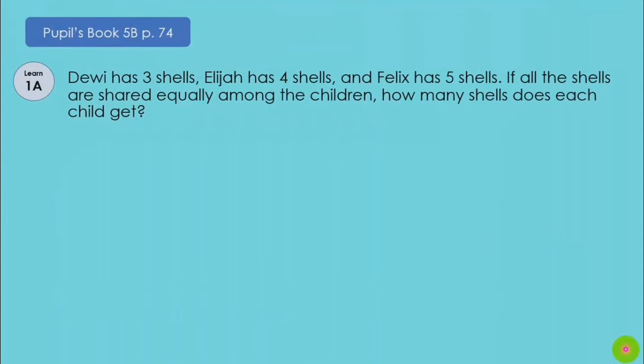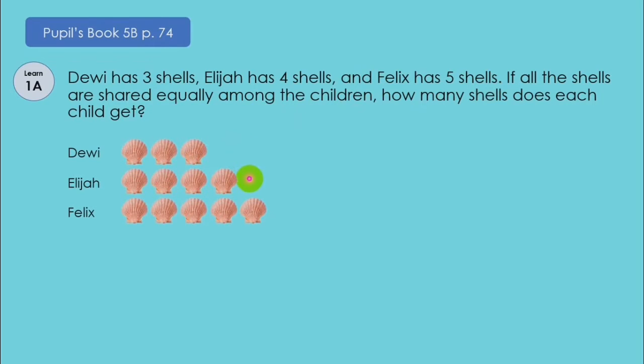Dewi has 3 shells. Elijah has 4 shells. And Felix has 5 shells. If all the shells are shared equally among the children, how many shells does each child get? Dewi has 3 shells, Elia has 4 shells, and Felix has 5 shells. 3, 4, and 5.